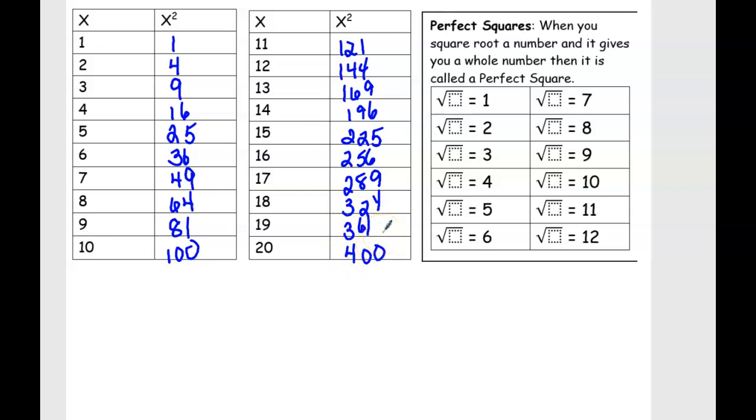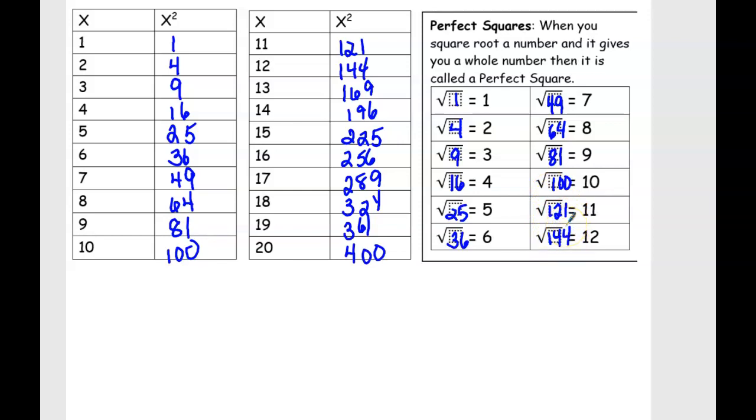So the inverse of squaring something is taking the square root. When you square root a number and it gives you a whole number, then it's called a perfect square. So the square root of 1 would be 1. The square root of 4 is 2. 9 is 3. 16 is 4. We've got 25, 36, 49, 64, 81, 100, then we've got 121 and 144. If we take the square root of those numbers and we end up with a whole number, then it is called a perfect square.